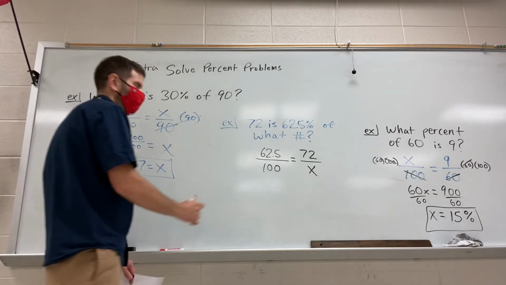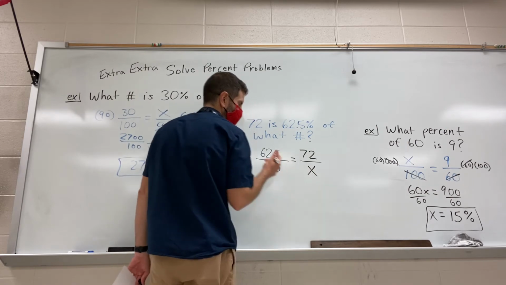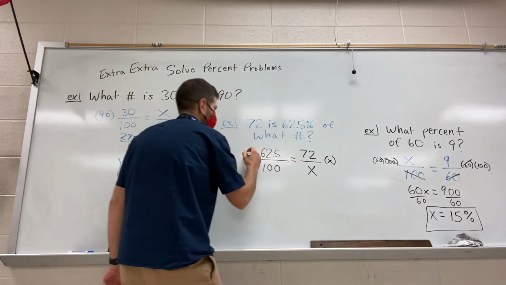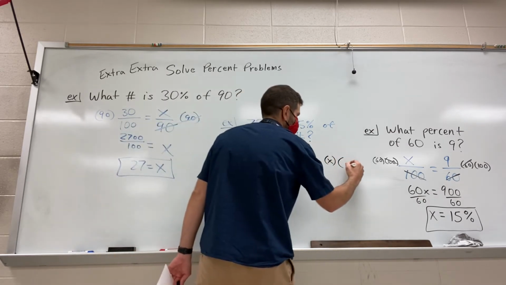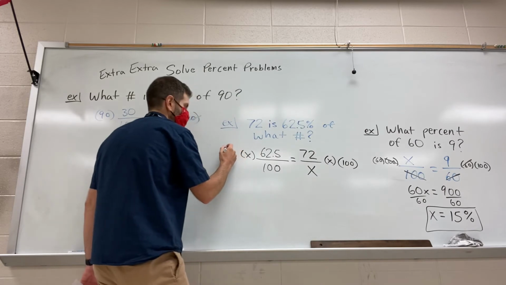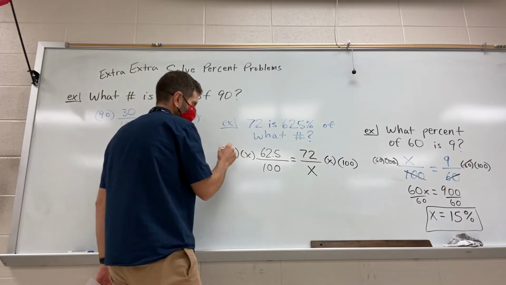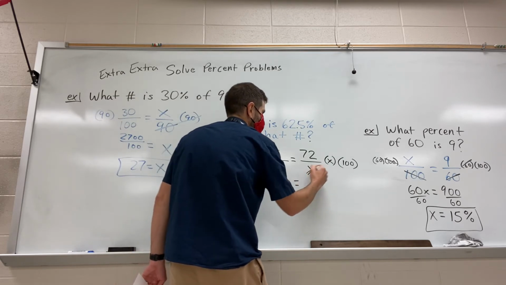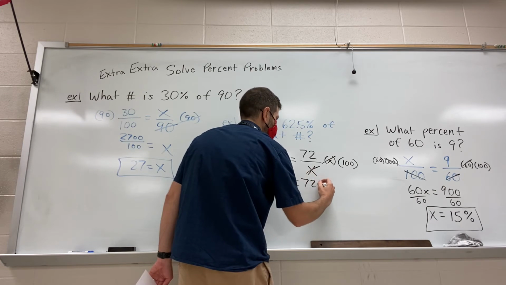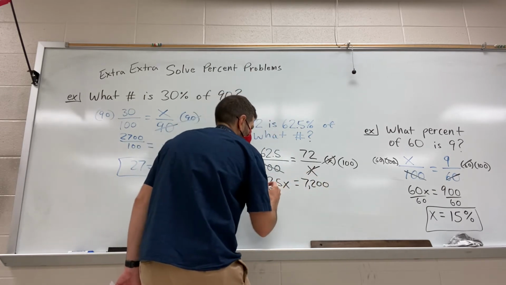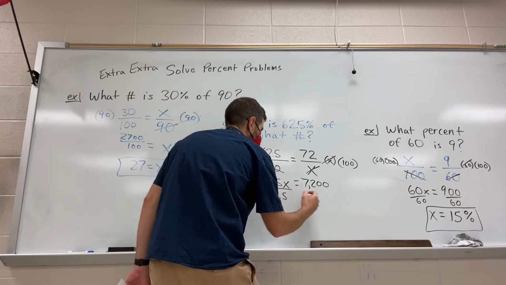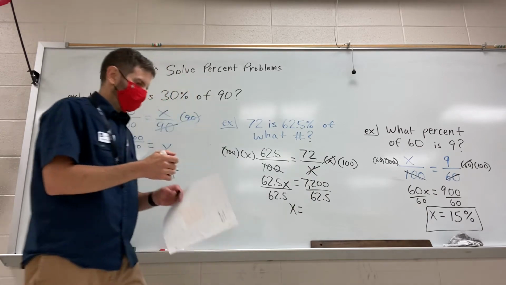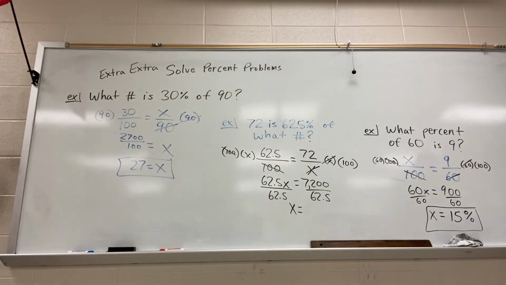And when we have our variable in the denominator, I would encourage you to multiply by both denominators. Multiply by x on both sides, multiply by 100 on both sides. We end up with 62.5x equals 7,200. Divide by 62.5, division property of equality. And I'm going to grab my calculator again.